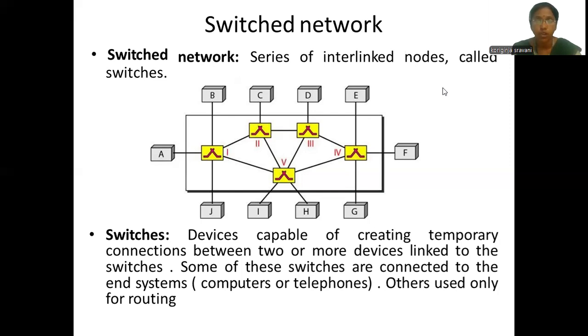A computer user experiences all these types of switching techniques all the time, like accessing the internet from a computer device. Whenever a user requests a web page to be opened, the request is processed through switching of data packets. A switch is a device that transfers data from one node to another node. It is capable of creating temporary connections between two or more devices linked to the switch.